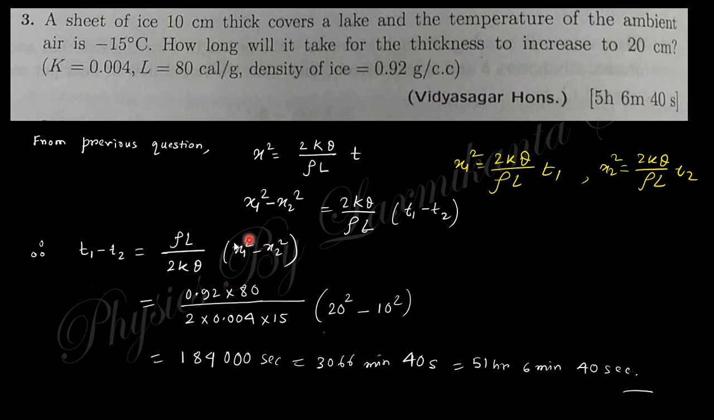Okay, so put in these values, since ρ, L, k and θ are given in this question. The thickness goes from 10 to 20, so this is 20 square minus 10 square. You will get the answer 51 hours 6 minutes and 40 seconds. Clear? Go to the next one.